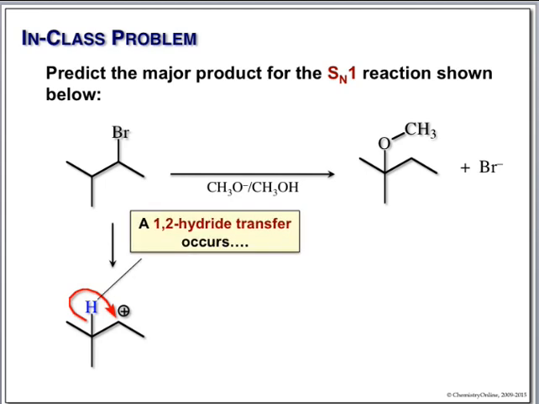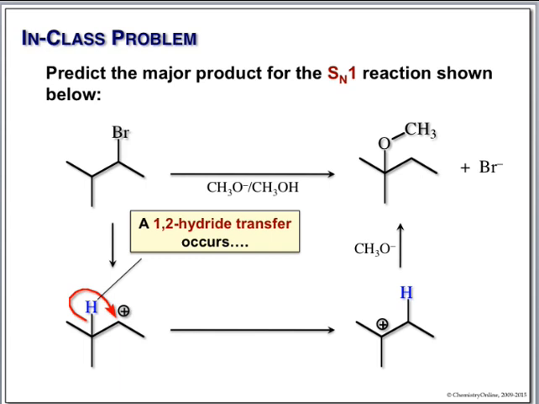It's between adjacent carbons, so we call that a 1-2 hydride transfer. And we have now made our tertiary carbocation. The final product, the fast step: methoxide simply attacks the tertiary center to give us the observed product.